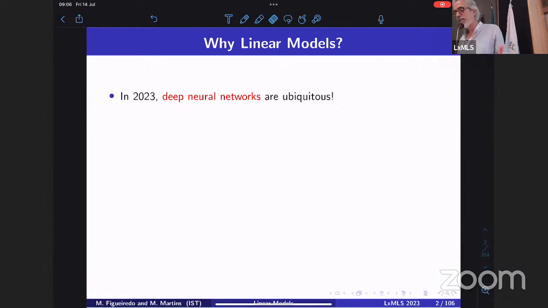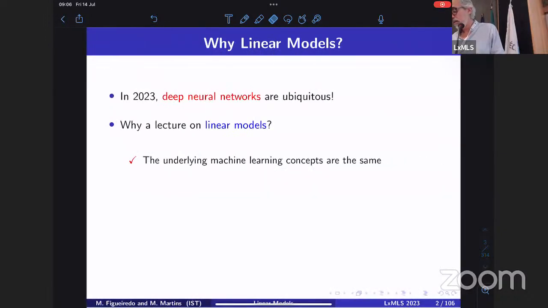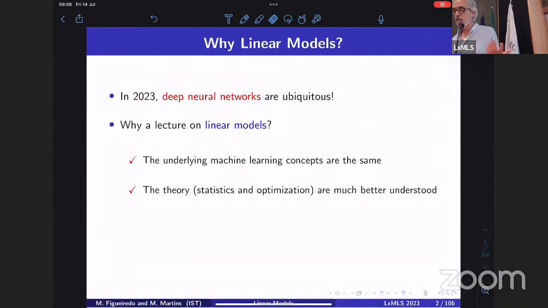So you may ask, why linear models? Who cares about linear models, right? It's 2023. Everybody's excited about LLMs and deep networks and everything. Why do we care about linear models these days? Well, there are many answers. One of them is that the underlying machine learning concepts are the same. When we start studying machine learning, you don't start from the most advanced models, but from the basic ones. All the basic concepts are there already. It's much easier to understand them mathematically because they're much simpler, both from a computational and an analysis point of view, because of course it's just linear, although that's a bit misleading.